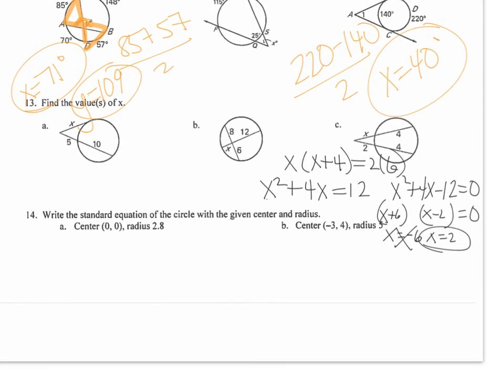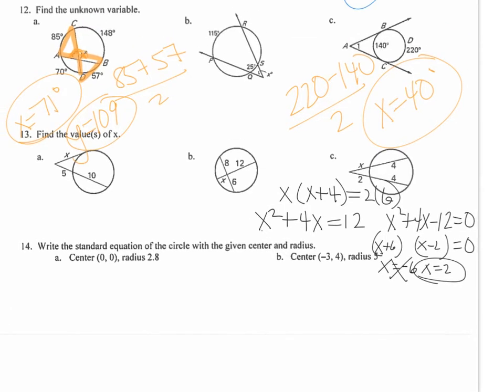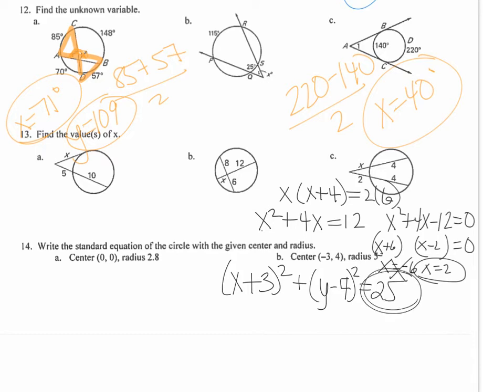Let's look at 14B. Write the standard equation of a circle. It's always going to be the opposite of your center. So (x + 3) squared plus (y - 4) squared, and my radius is 5, so equals 25. Remember, r squared can never be a decimal. If it ever is a decimal, you always have to round to the nearest whole number. Let's keep going.